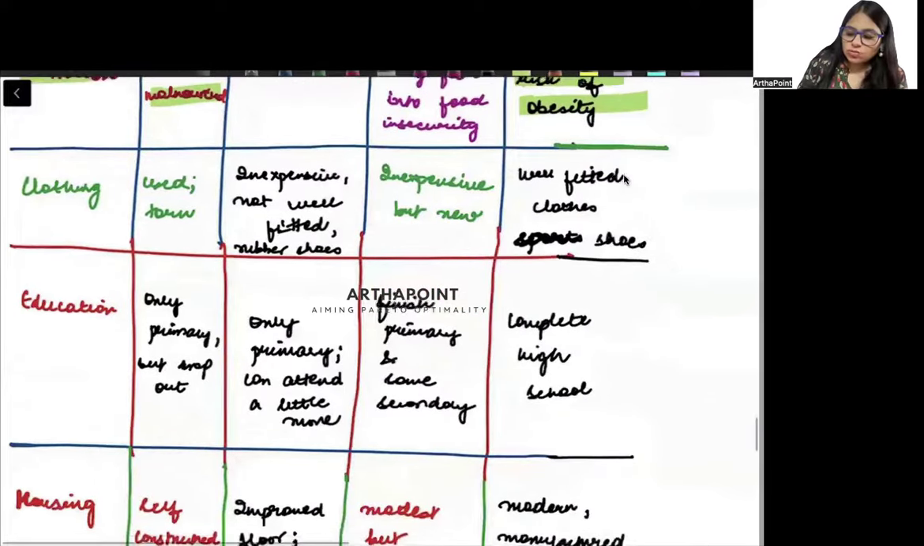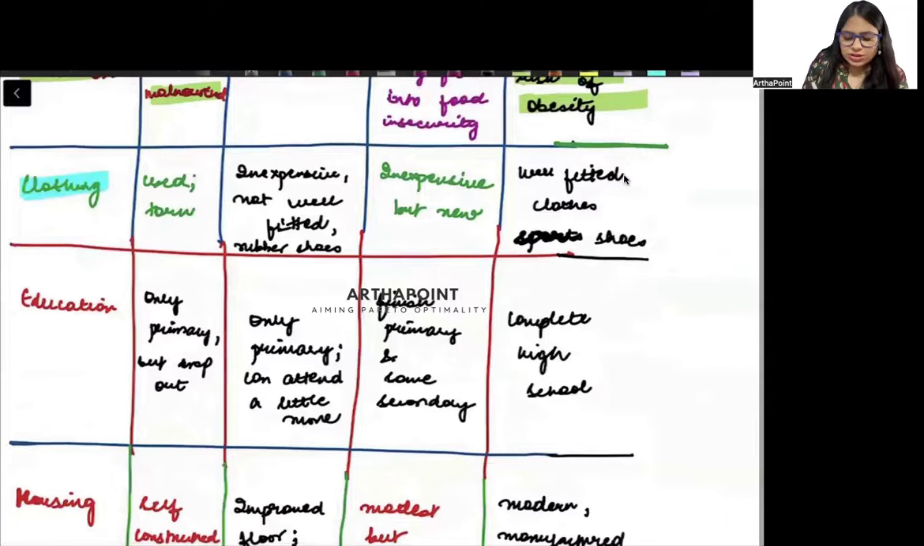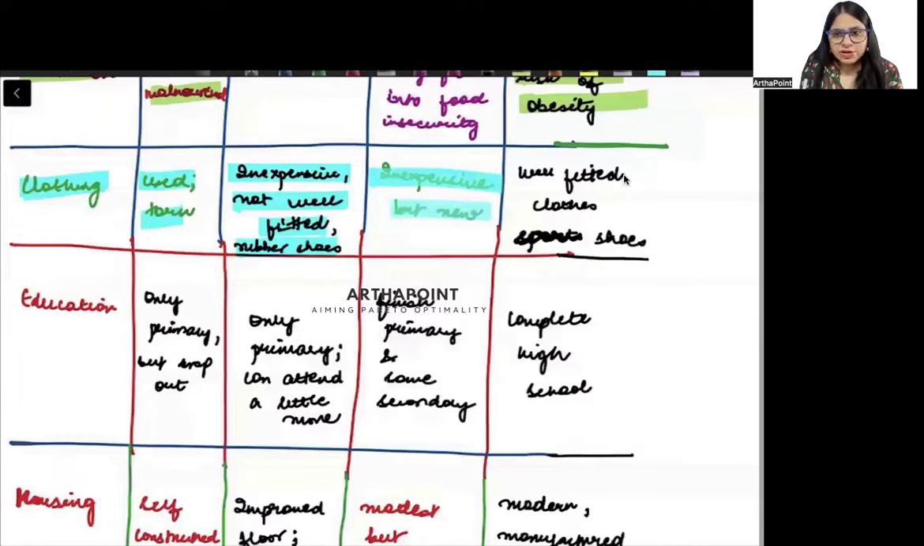अच्छा, then we talk about clothing, बेटा. Clothing means used torn clothes, right? यहाँ पे there are inexpensive clothes, ढंग से fit नहीं होते हैं ये clothes. यहाँ पे they are inexpensive but comparatively new. यहाँ पे well fitted, good clothes, sport shoes, etc. मतलब बहुत basic चीज है. You will be able to write this on your own also and understand on your own also.